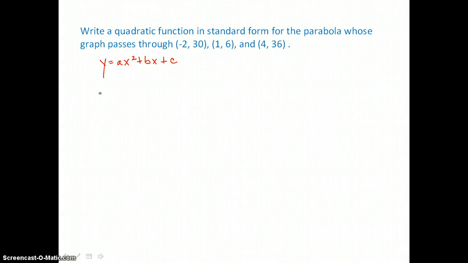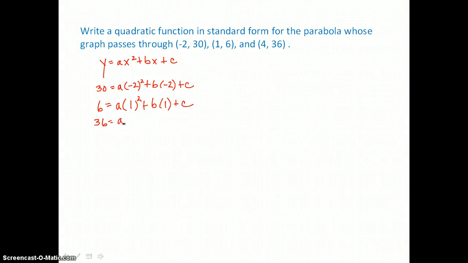So our first equation, in for y I could put 30. It's equal to a times x, which is -2, squared plus b times x, which is -2, plus c. The second equation, using the second point given, I'll put 6 in for y, and in for x I'm going to put 1. And then the third equation, 36 goes in for y, and 4 goes in for x.